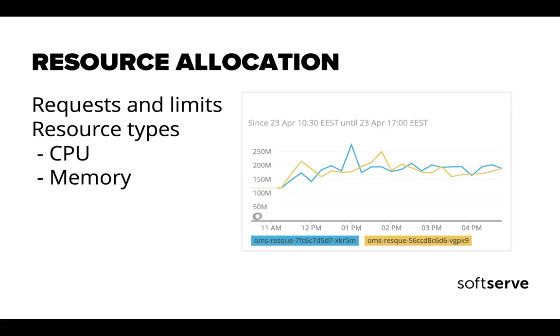The behavior of workloads depends on their kind. With limits, some workloads are killed by the OOM killer when using more memory than limited. Some just start to slow down. And there are two main types of resources: CPU and memory.